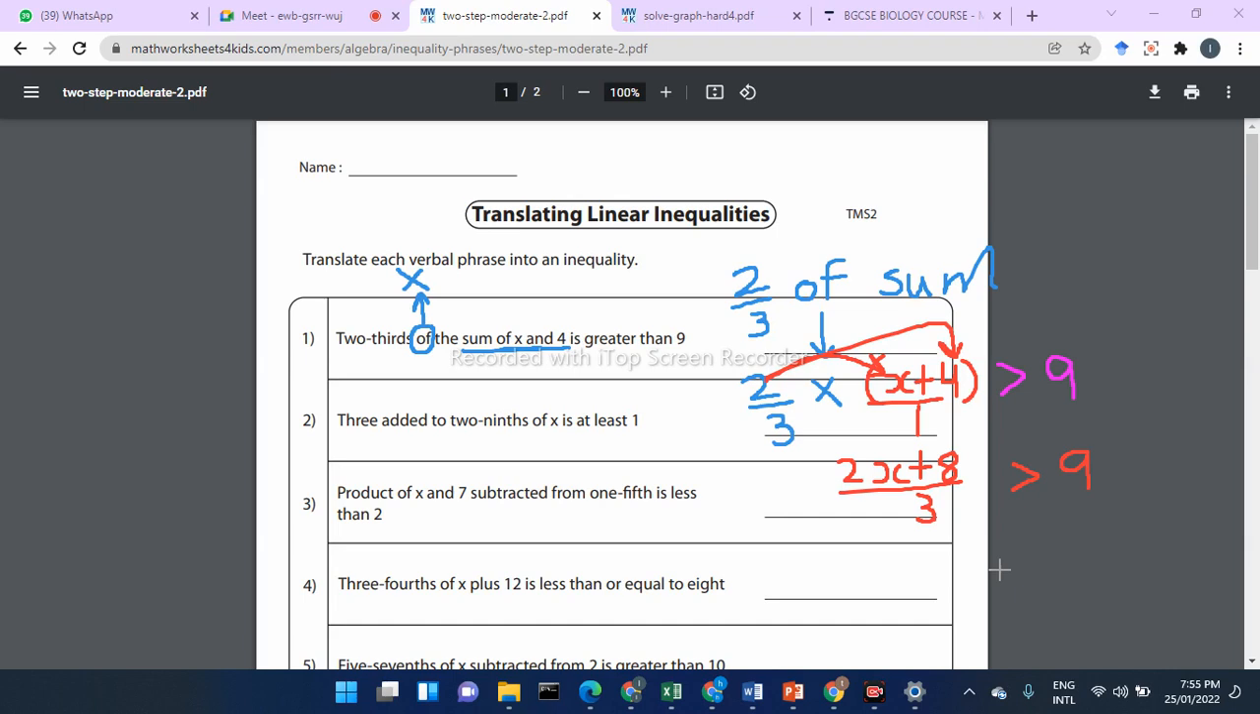Any questions for me? If you're not speaking, please turn off the mic. So 2/3 of this sum. Okay. Let me know when I put it in. Is the inequality complete?